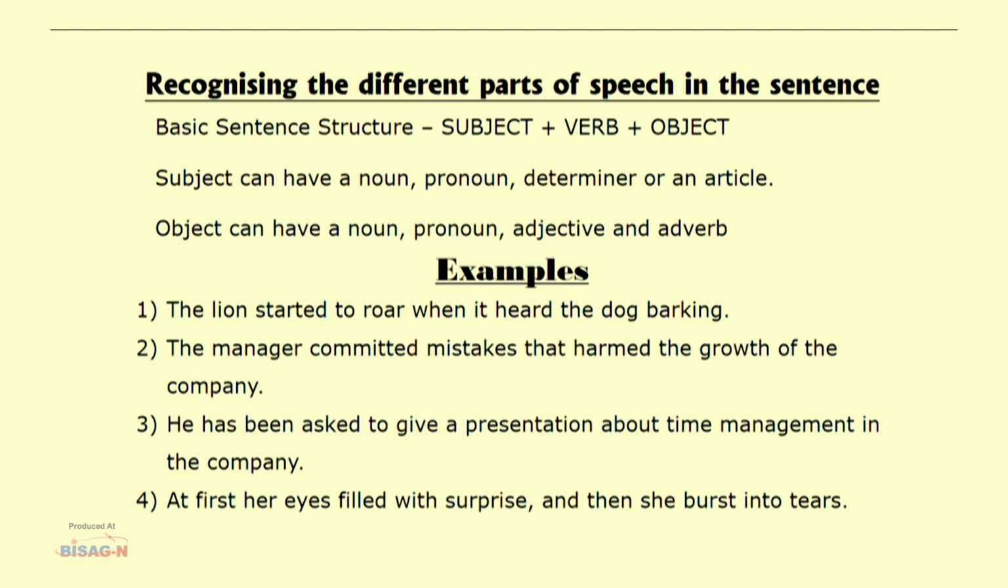Now, what is the topic? The topic says recognizing the different parts of speech in the sentence. Okay, so the basic sentence structure. Let's talk about what is the basic sentence structure. Now, any sentence you pick up in English, it has a subject, it has a verb, and it has an object. Now, the subject can contain a lot of parts. The verb is an action, and the object can also contain different parts of speech. Now, what are those parts? We are going to talk about it.